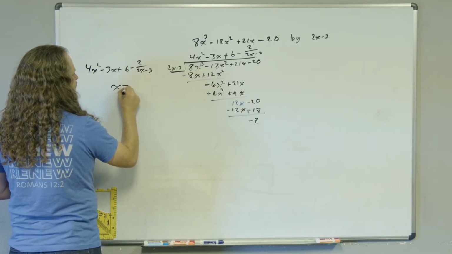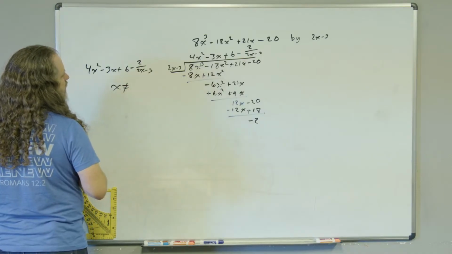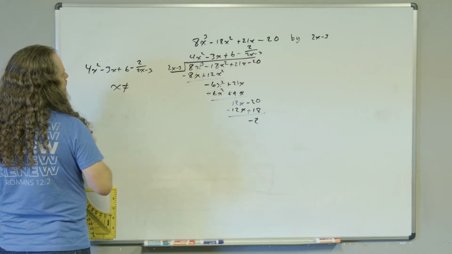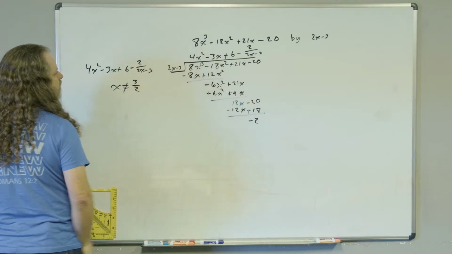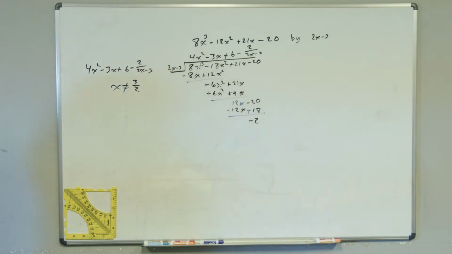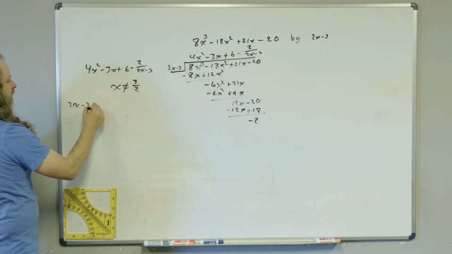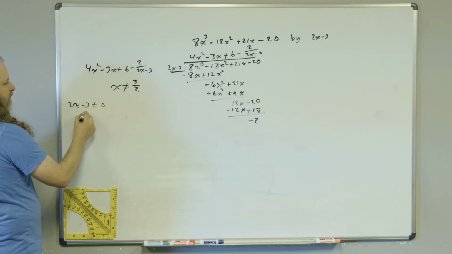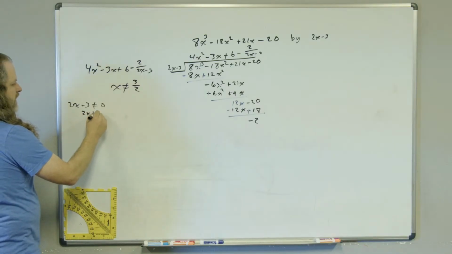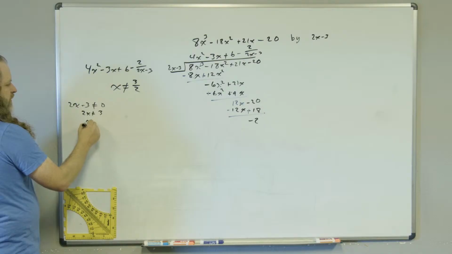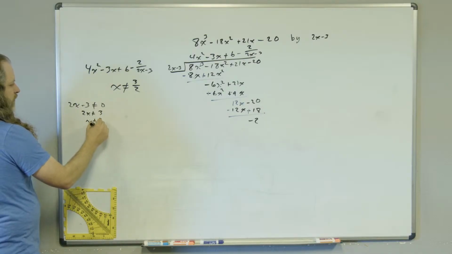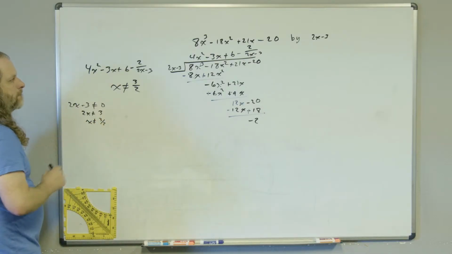X cannot equal 3 halves. Yes, 3 halves. Because you add 3 and then divide by 2. 2x minus 3 cannot be 0. Add 3 to both sides. 2x cannot be 3. Divide by 2. X cannot be 3 halves. Right?